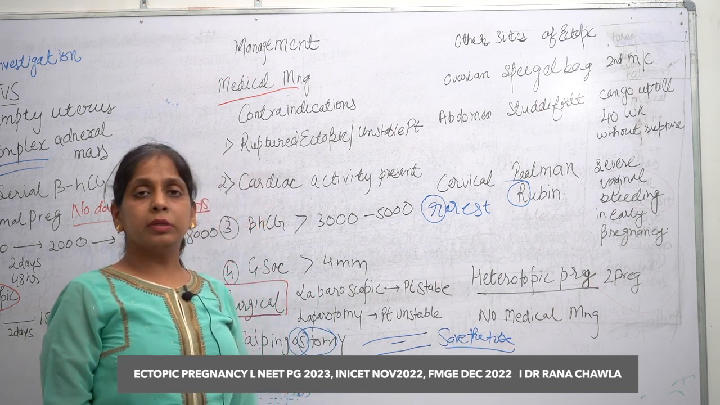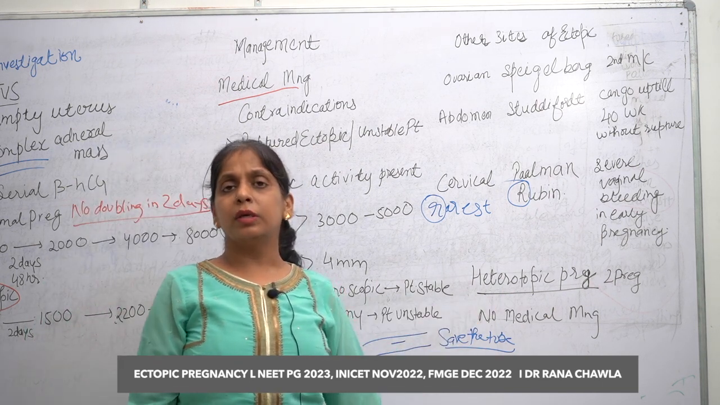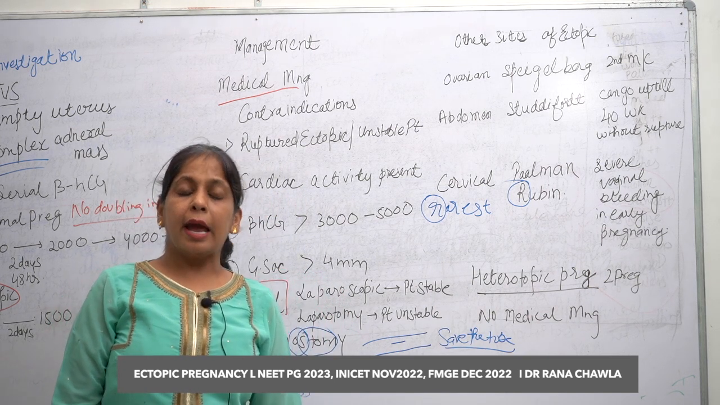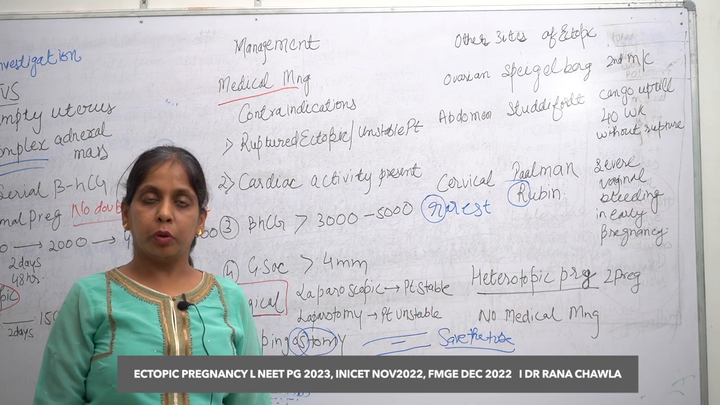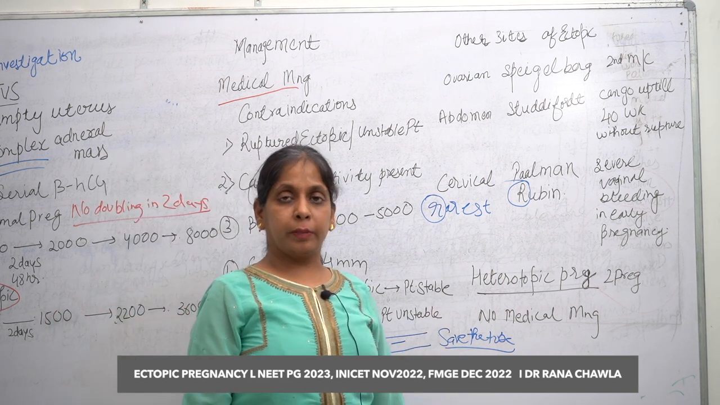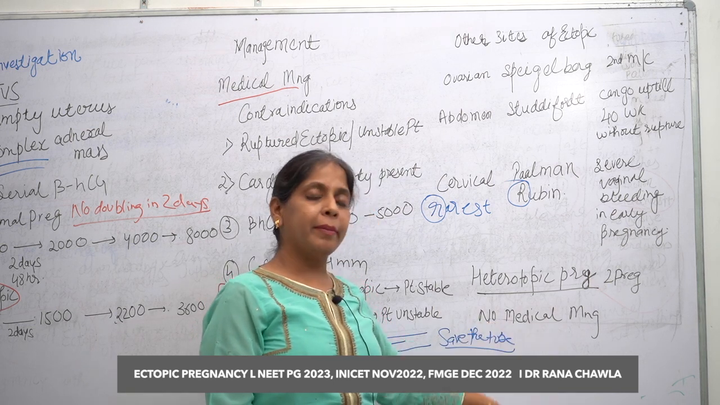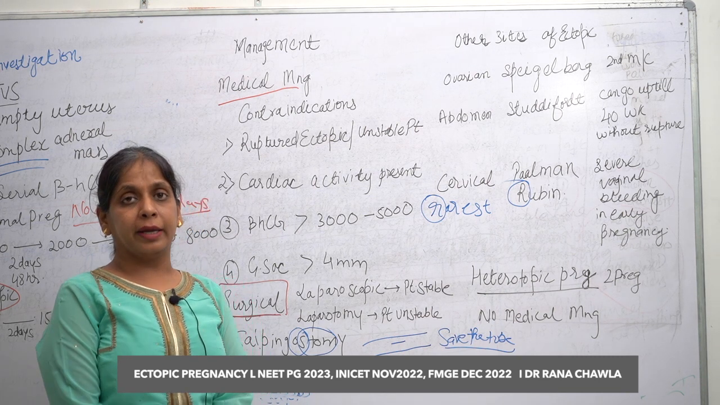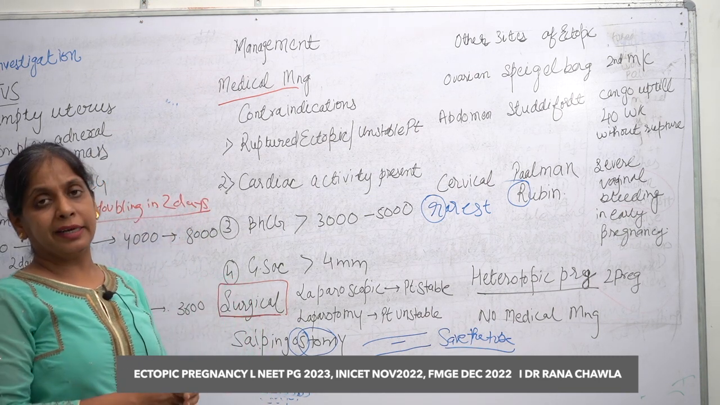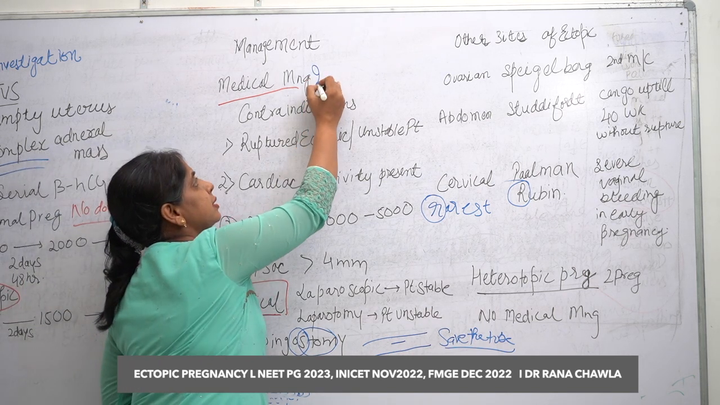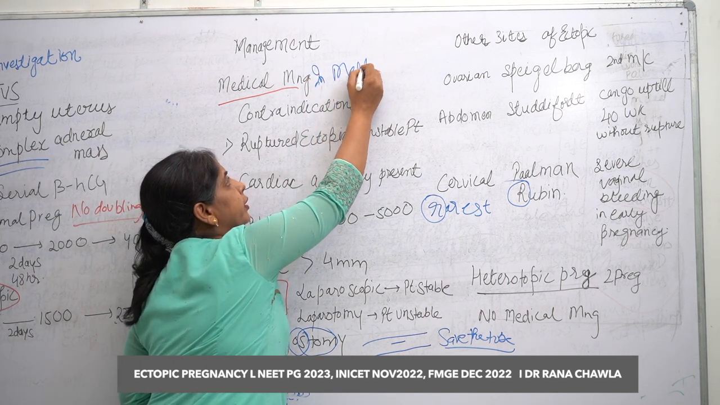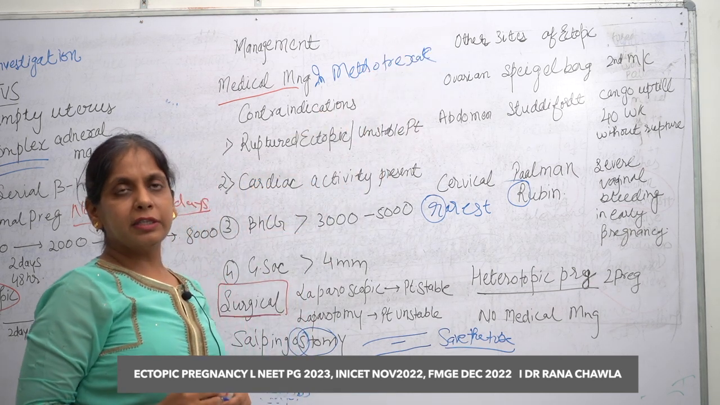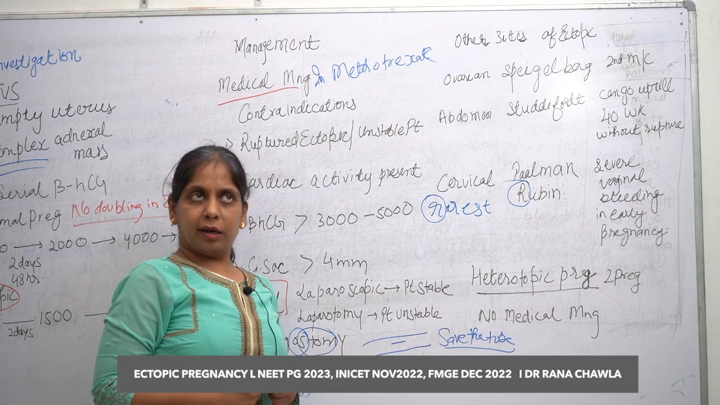Okay. Now the last topic, heterotopic pregnancy. What is heterotopic pregnancy? It means there are two pregnancies, one in the uterus and one in the fallopian tube. We cannot give medical management in this case. I forgot to tell you that in medical management, the drug of choice is injection methotrexate, which kills the fetus.